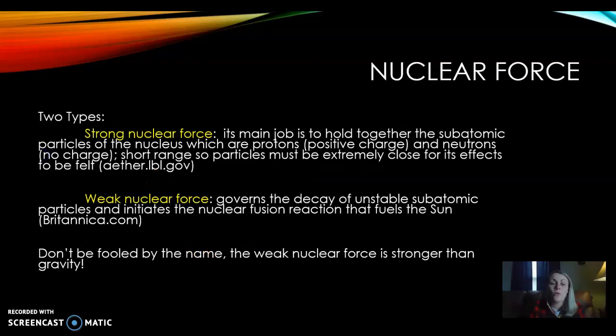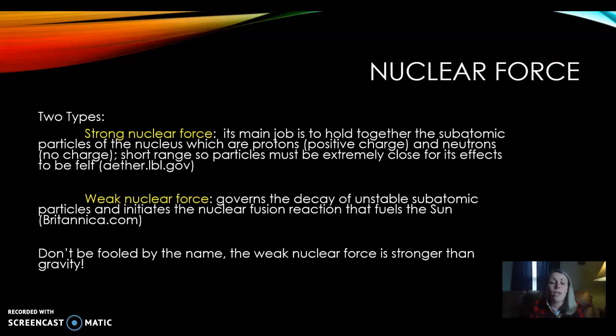Now, for our nuclear force, we have 2 types of nuclear force. We have our strong nuclear force, and its main job is to hold together the subatomic particles of the nucleus, which is the protons that carry a positive charge and our neutrons that carry no charge. It's very short range, so the particles must be extremely close for the effects of the strong nuclear force to be felt.